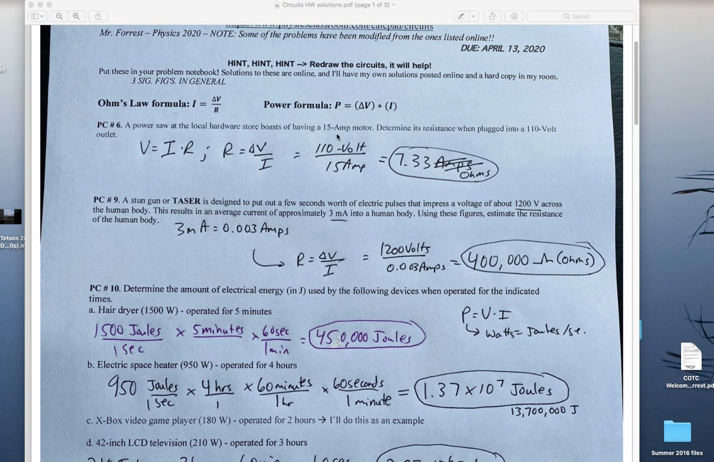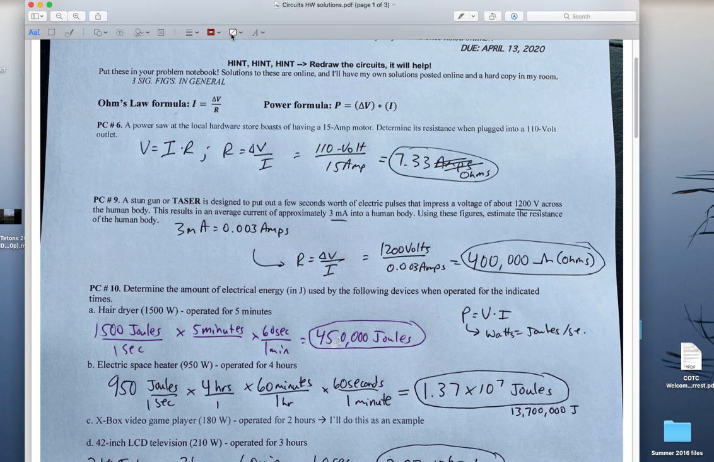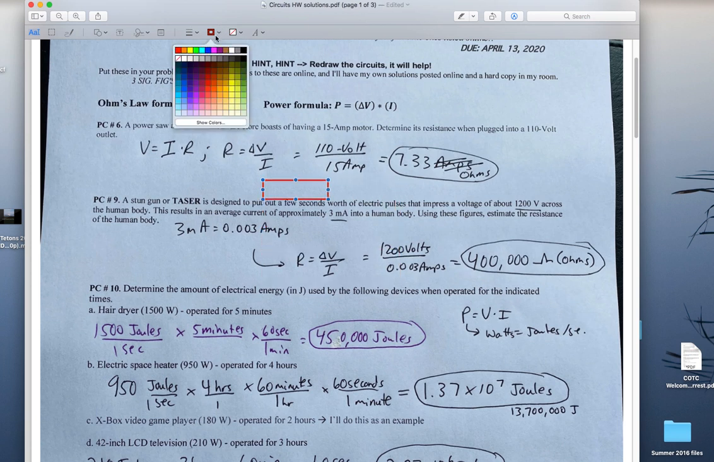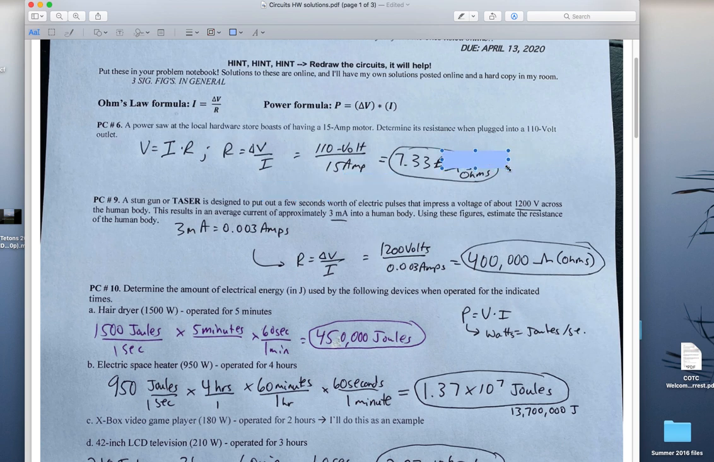So in this case, it's asking about the resistance of a power saw when plugged in. I don't know why I initially gave the wrong units here. Maybe I'll see if I can knock that out. Never mind. Okay, so 7.33 ohms.